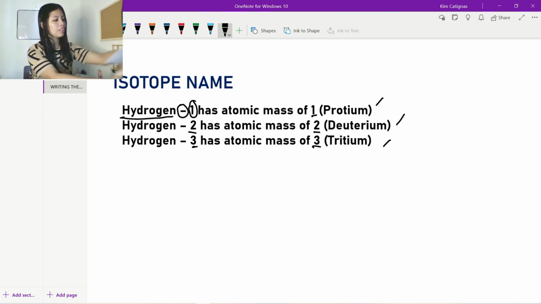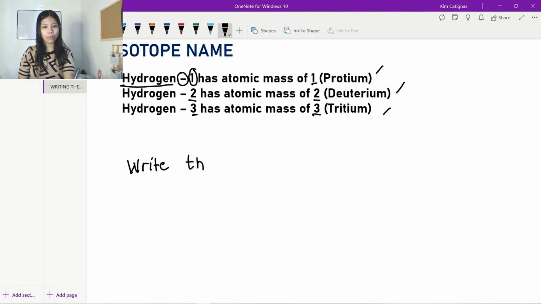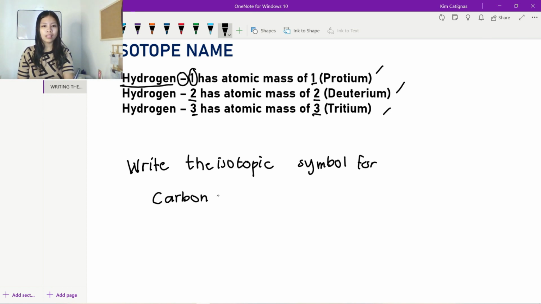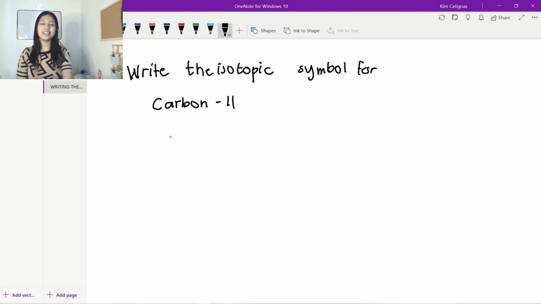Another thing is an activity. For example, I want you to write the isotopic symbol for carbon-11. You can pause this video so you can answer. What's the isotopic symbol? To know its isotopic symbol, you first need to know its atomic number. What is the atomic number of carbon? The atomic number of carbon is 6.